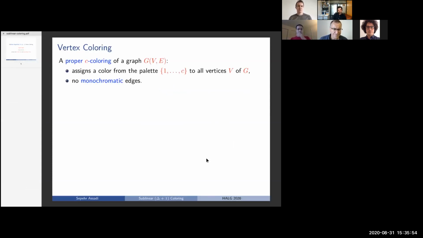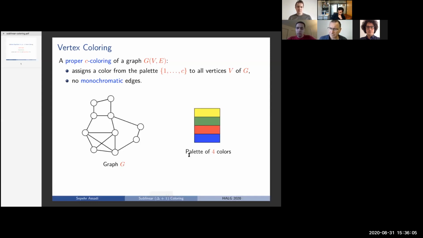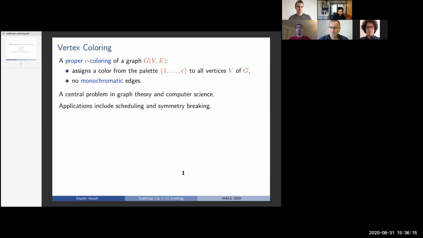Quick reminder, a C-coloring of a graph is basically an assignment of colors 1 to C to the vertices so that no edge has the same color on both its endpoints. Let's say here I have a palette of 4 colors. This is my graph, and this is showing a 4-coloring of this graph. This is a very central problem in both graph theory and computer science, and has lots of applications. So this is the problem I'm going to talk about today.